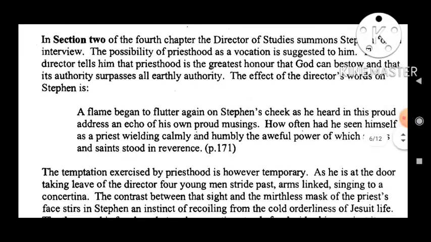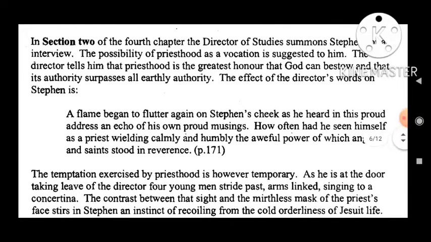In section 2 of the 4th chapter, the director of studies summons Stephen for an interview. The possibility of priesthood as a vocation is suggested to him. The director tells him that priesthood is the greatest honor that God can bestow and that its authority surpasses all earthly authority. The effect of the director's words on Stephen is: a flame began to flutter again on Stephen's cheek as he heard in his proud address an echo of his own proud musings.